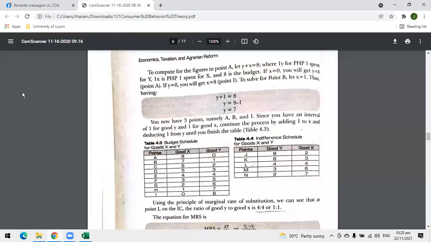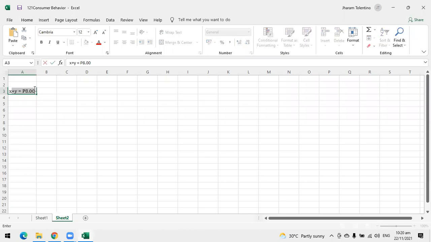What if the value of X and the value of Y is one peso? Sorry, each is one peso. So 1Y is equal to 1 peso, and 1X is equal to 1 peso. That is their price. So what will we do? We find the combinations of X and Y. We will just assume figures, don't worry.